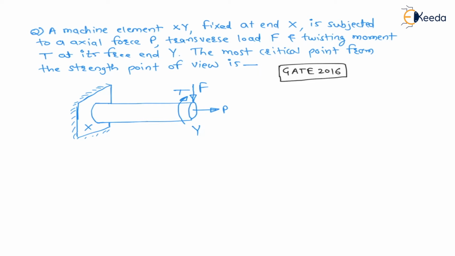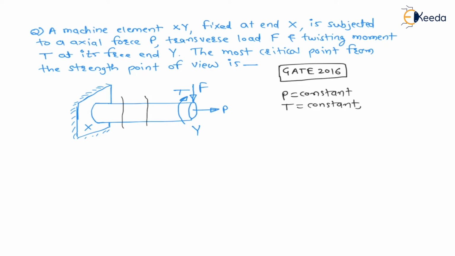Now in this question our target is to find the critical point. Here the component is subjected to axial tensile load P. At each and every cross section, the same tensile load P will act. Therefore, P is constant here. Applied tensile load P is constant. Again the torque applied is constant.